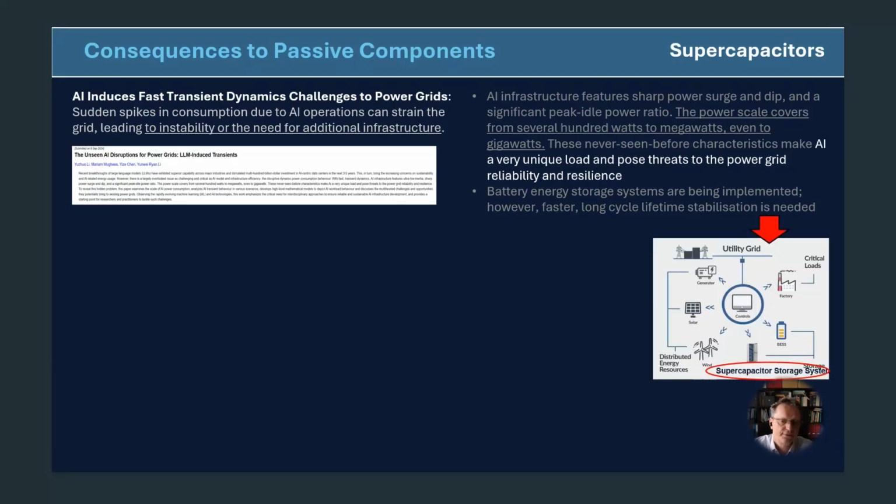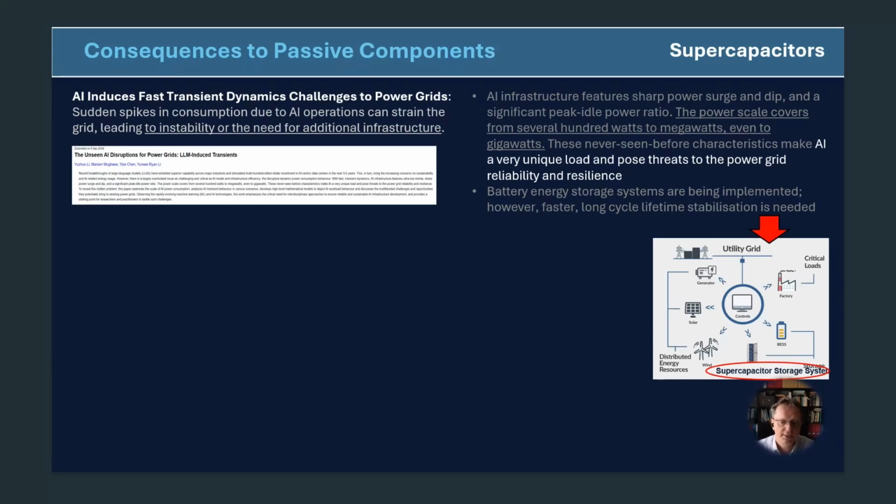In the past, we have seen some energy storage systems based on battery technologies that help to stabilize regenerative power sources, etc. But for AI, this is not sufficient from two points of view. First is the speed. We need a very quick reaction. And second is cycle lifetime, which on batteries is very limited. So this is an opportunity for supercapacitors and the introduction of supercapacitor storage systems.